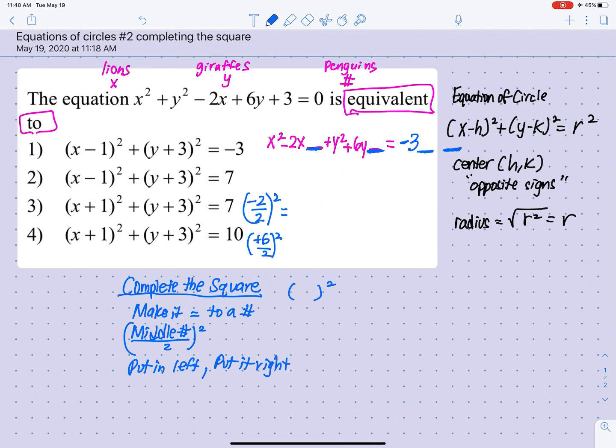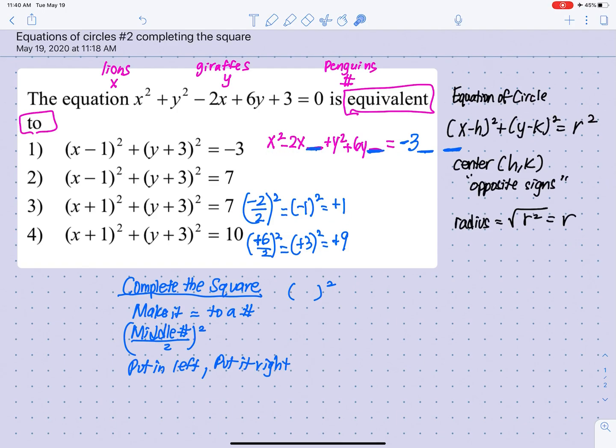All right, so now let's simplify. We have negative 2 divided by 2, which is negative 1. Negative 1 in parentheses squared is positive 1. Now let's simplify the one on the bottom here. We have positive 6 divided by 2, that's going to be a positive 3, and then we square it, equals a positive 9. So now what do we do? Remember, this first one was for the lions, so I'm going to put this number for the lions.